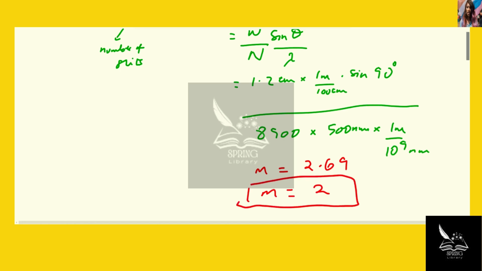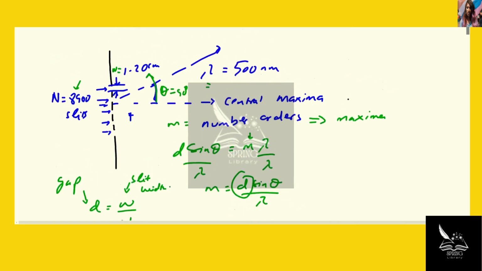So once again, we're given a problem. In this particular problem, we know that the number of opening slits is 8,900. The width of each slit is 1.2 centimeters. We want to find the maximum order. That means our angle for diffraction is 90. And the light that's diffracting is 500 nanometers. We look at the maxima order from the central maxima that's going upwards towards the top.